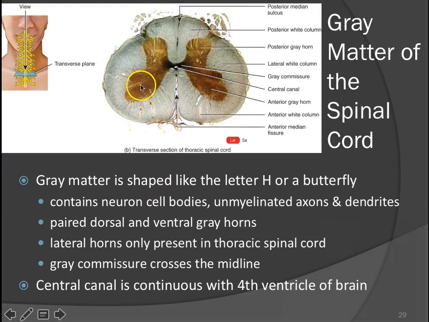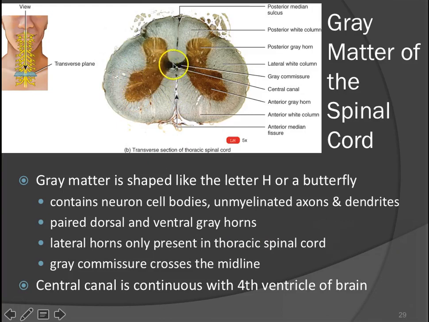Now, for some reason they call them horns, and the names just tell you where it is. It's either in the front, the back, or on the sides, right? So you have an anterior gray horn, a posterior gray horn, and you can even have lateral gray horns. You see these in the thoracic spinal cord area. Again, this is going to be for sensory input coming into that thoracic region.